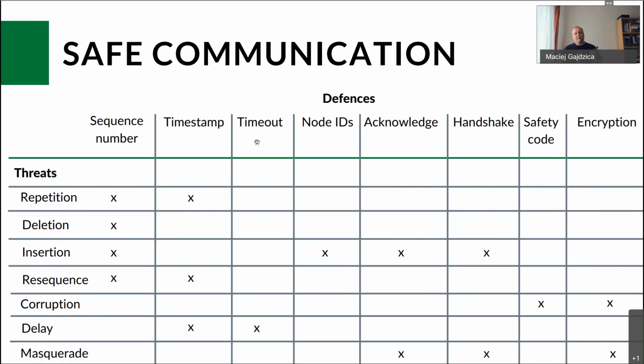So if we have communication, we have a lot of possible threats. We can, for example, duplicate our communication frames. We can lose them. We can reorder them, or we can have even man-in-the-middle attacks. And there are some standard ways of dealing with them. We can add sequence numbers. We can add some handshake mechanisms. We can add encryption. And every defense is protecting us against some threats.